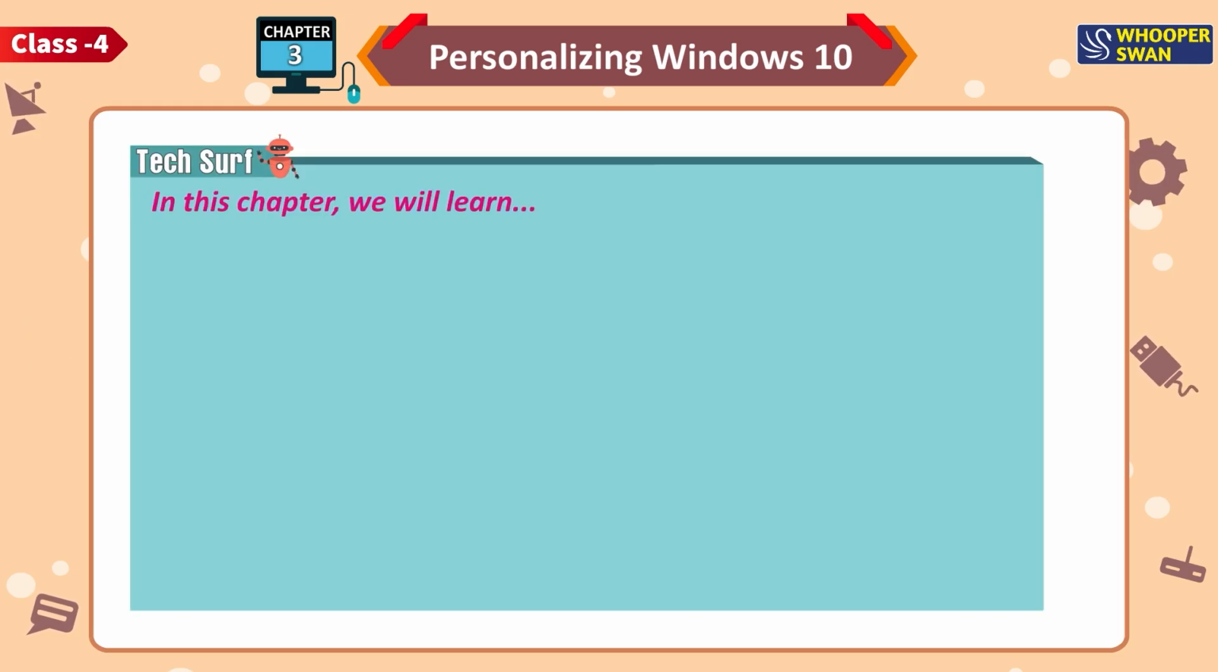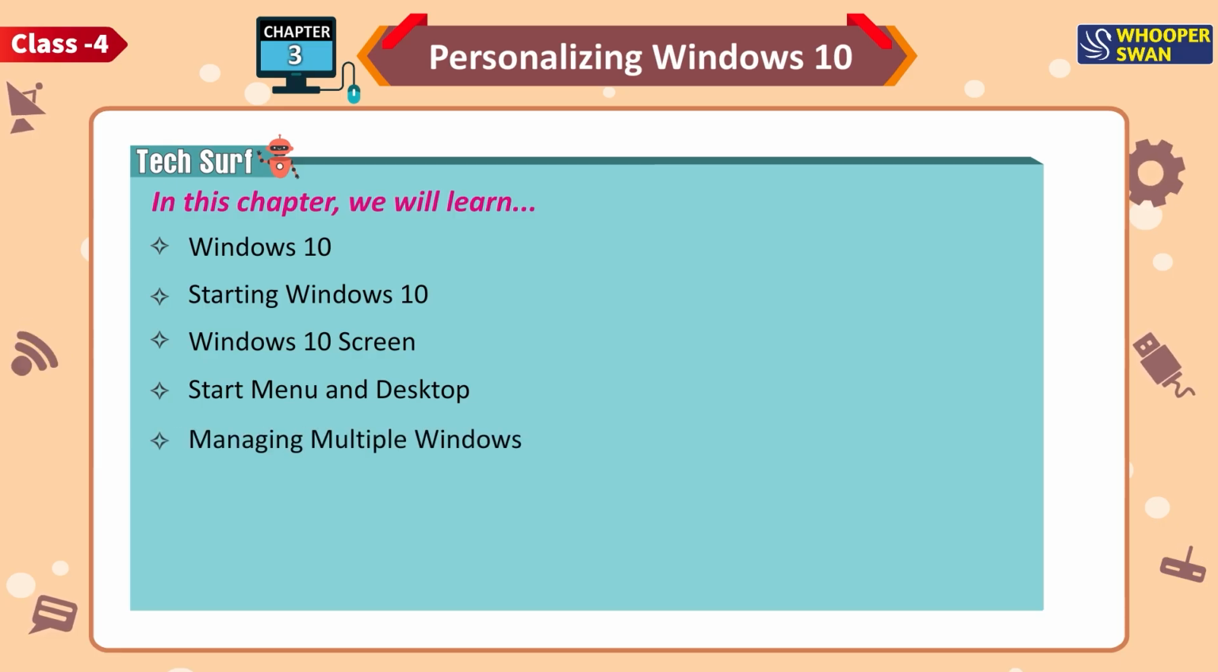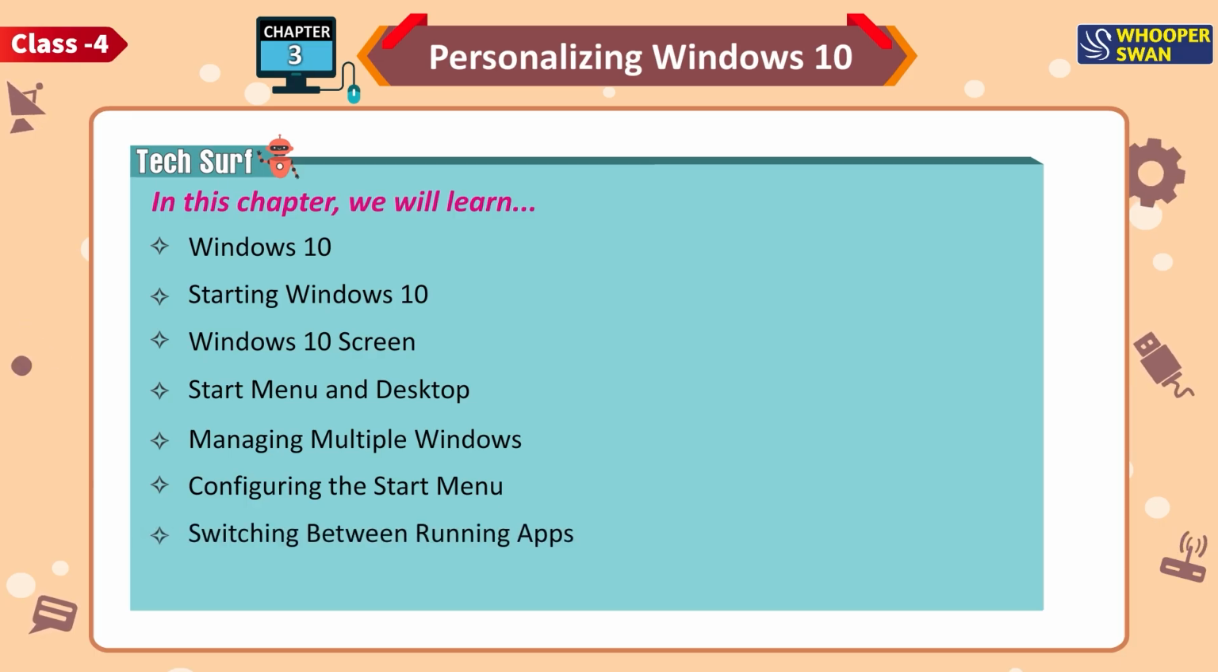In this chapter, we will learn Windows 10. Starting Windows 10. Windows 10 screen. Start menu and desktop. Managing multiple windows. Configuring the start menu. Switching between running apps. Settings app. Locking the computer.